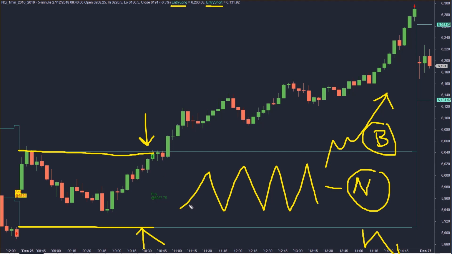For example, here's a buy entry where this rough system I just described entered long and held its position for the rest of the trading session up until its close, so here.